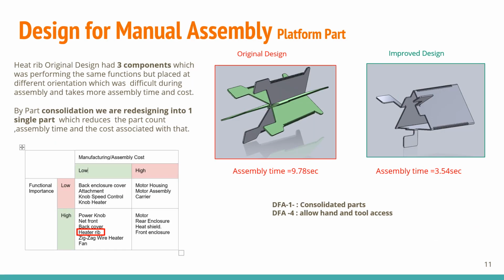Design for manual assembly. The platform part we have chosen is a heater rib. Its functional importance in the quad chart is very high. The heater rib in the original design had 3 components performing the same functions, but they are placed at a different orientation at a different angle. From the assembly point of view, it's very difficult and time consuming, and the cost associated with that is also very high. Once we consolidate these 3 components into one component, taking DFA1 and 4 into consideration, the assembly time was reduced by 6 seconds.